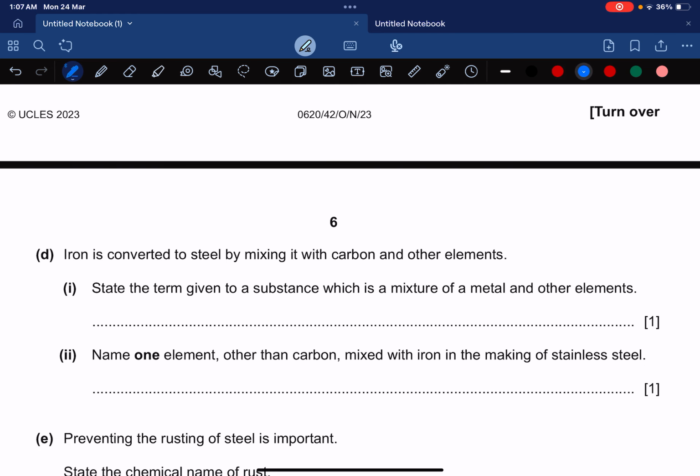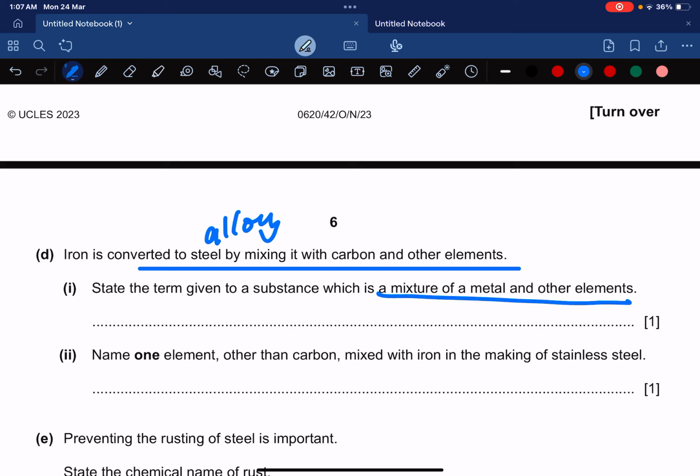Iron is converted to steel by mixing it with carbon and other elements, ठीक है. That's basically forming an alloy of iron. State the term given to a substance which is a mixture of a metal and other metals. That's simple and easy. Those are alloys. Alloys are basically a mixture of metals.